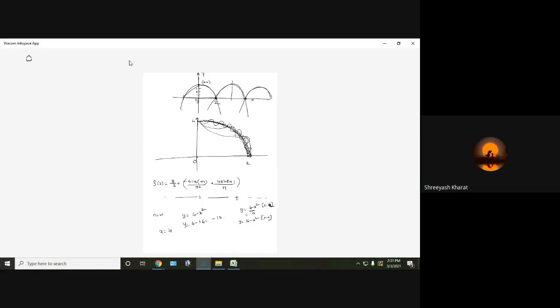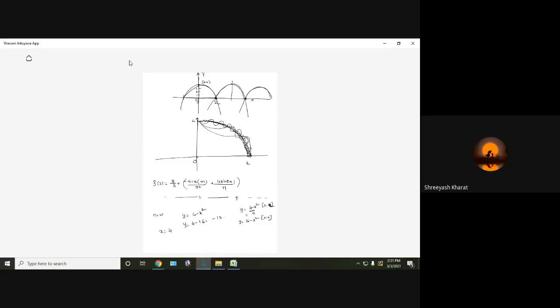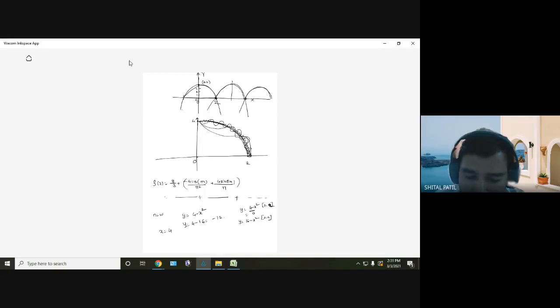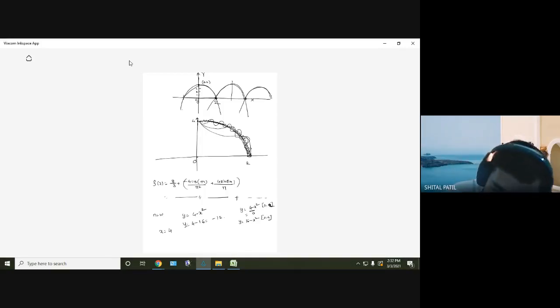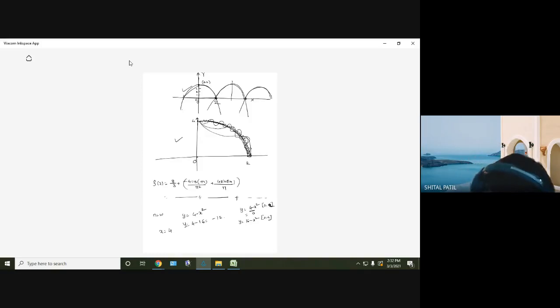Sir, I did not understand the graph. Graph? You have not understood the graph. You are not audible. Which graph have you not understood? This graph or the second graph? Second. You understood why we consider this part only, this much part only. Yes, y equal to 4 minus x square, for x equal to 0 to 2.